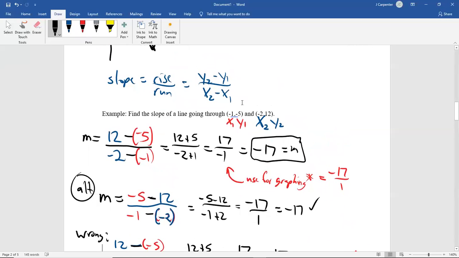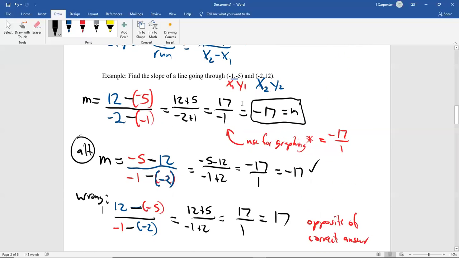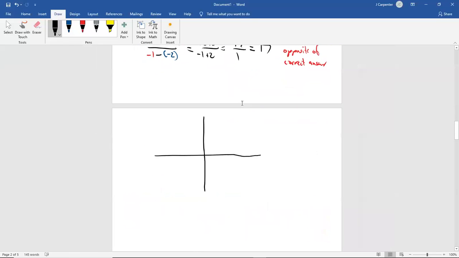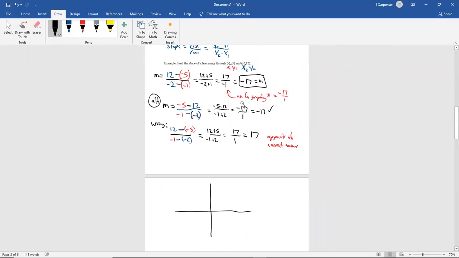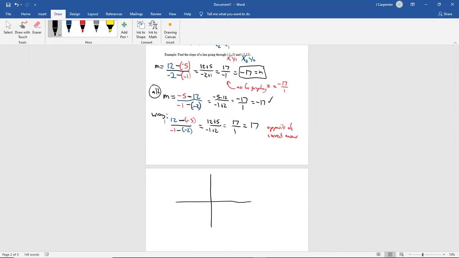What are our points? Negative 1, negative 5, and then negative 2, 12. Let me just go ahead and do it this way, so I don't make a silly mistake. Sorry, that's really far out. Negative 1.